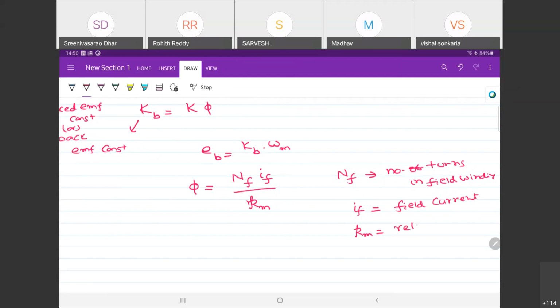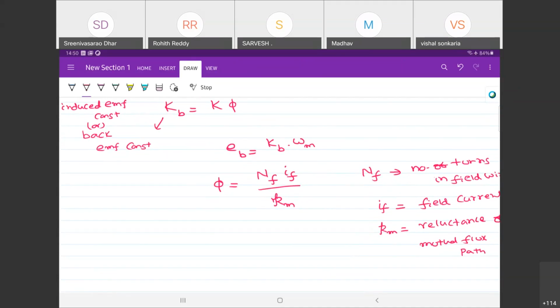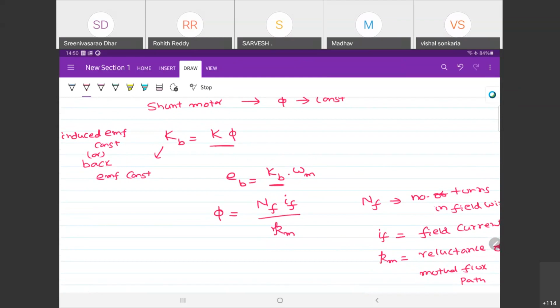And Rm is the reluctance of the mutual flux path between the armature and the field winding. So this is the classical definition for flux: number of turns into current gives the ampere turns, divided by the reluctance, which gives you the flux. Just substitute here.